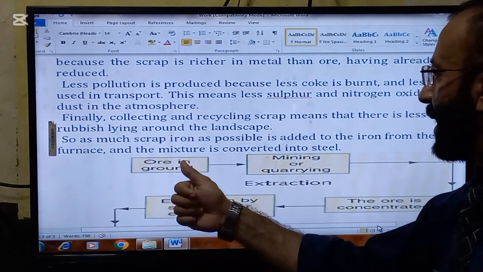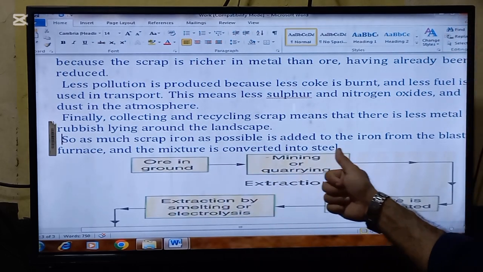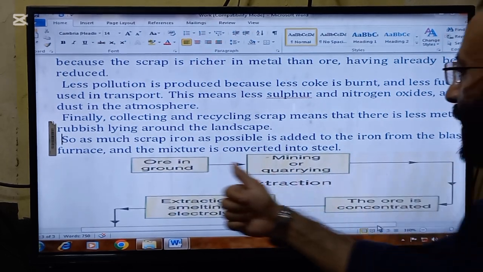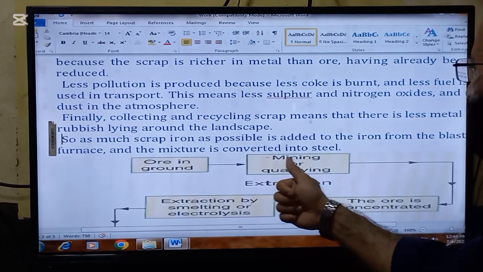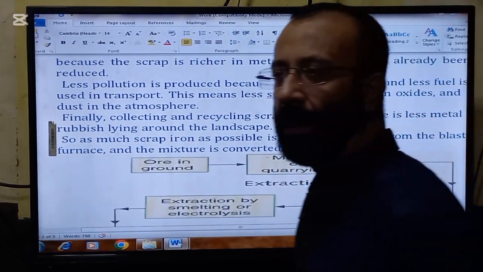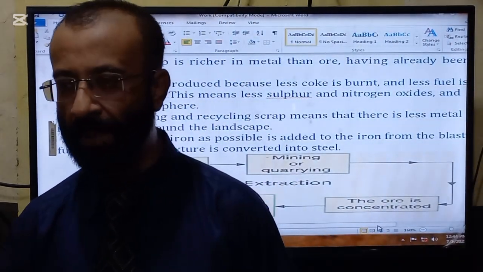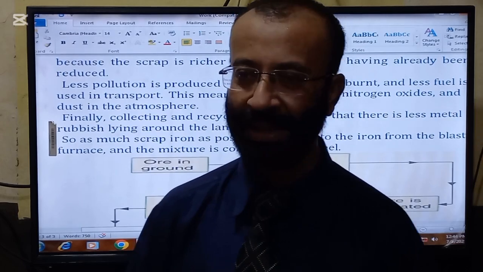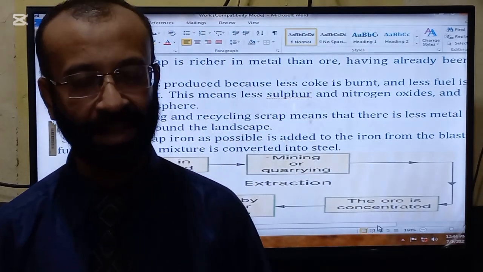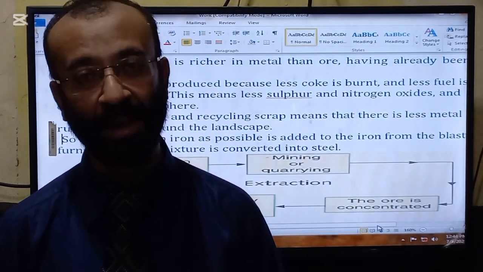So as much scrap iron as possible is added to the iron from the blast furnace and the mixture is converted into steel. So this was the topic, students. Read this lecture again carefully, understand it, learn it, and make your notes.